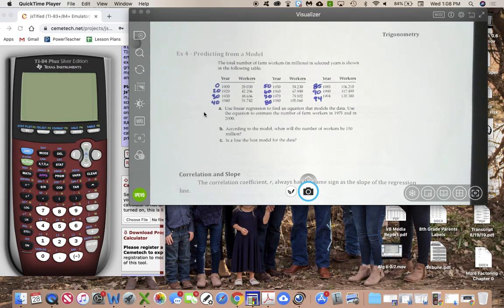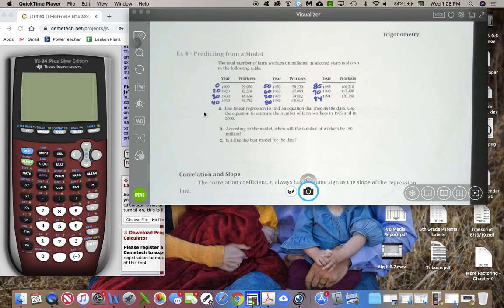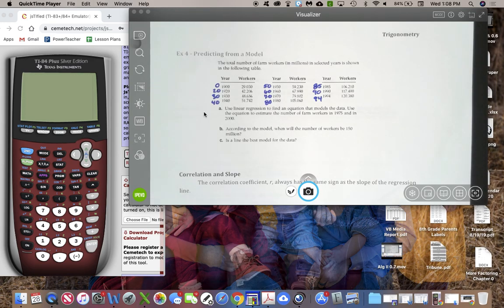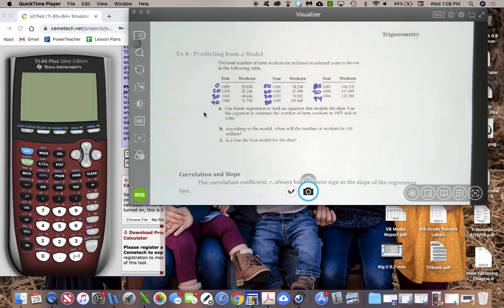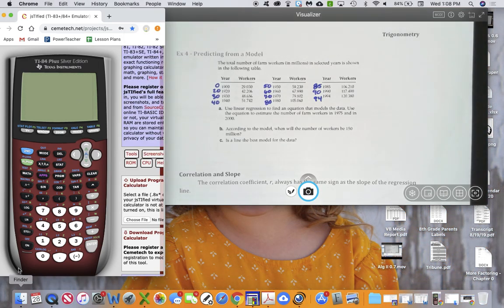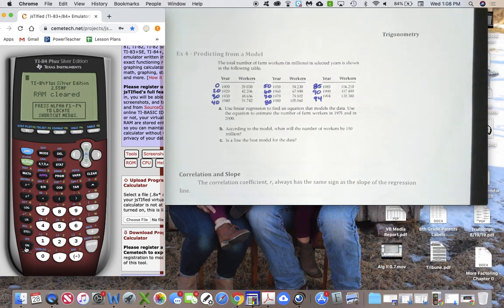Anyway, that's a problem. So you need to make sure you're thinking about the numbers that you're going to plug in. So we went 0, 20, 30, 40, and so on. We're going to type that into the calculator, so turn your calculator on.